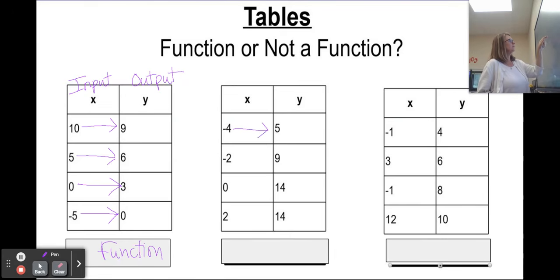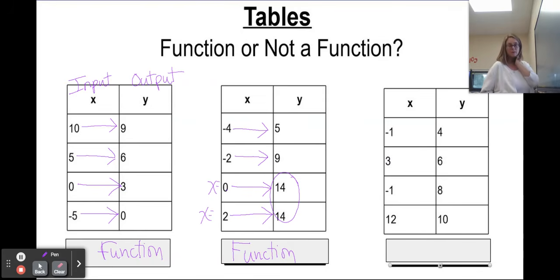Input -4, one possible output. Input -2, one possible output. Input 0, one possible output. Input 2, one possible output. This one also is a function. You may have noticed that those are the same number, but the definition is for every input, there can only be one output. So when x is equal to 0, there's only one possible answer, which is 14. And when x is equal to 2, there's only one possible answer. It just happens to be the same number, which is 14.